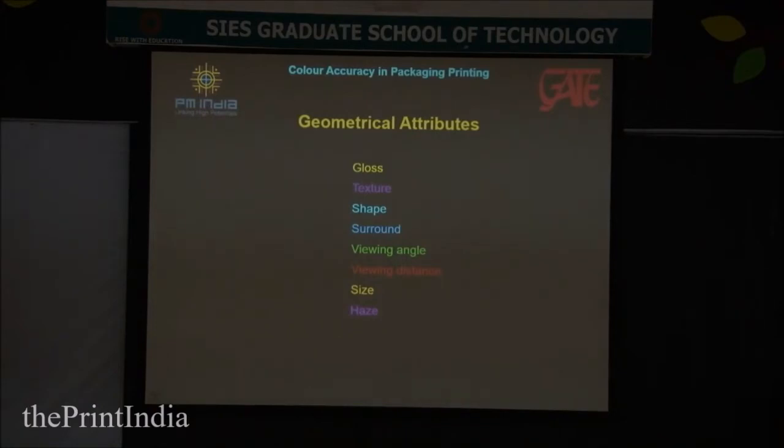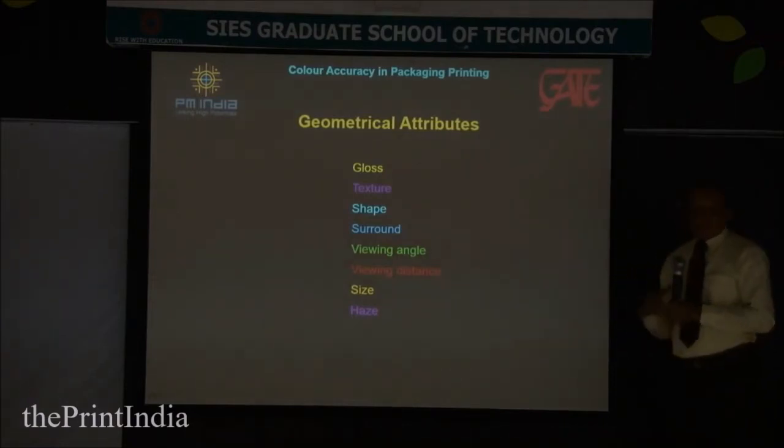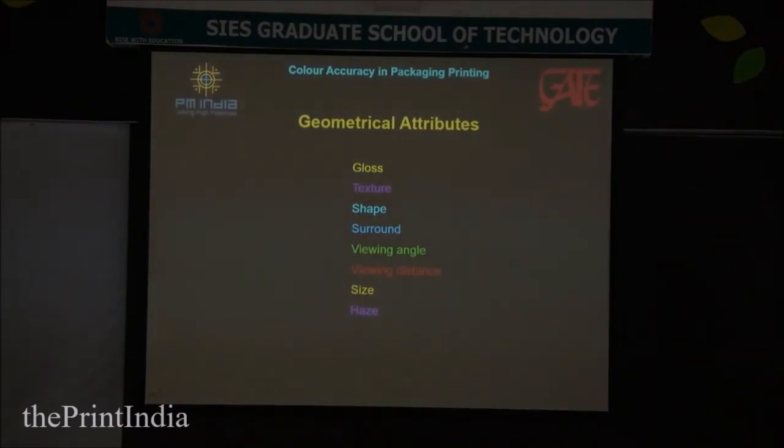Okay, so when you see the color, it's not just color measurement, just seeing which affects how your color looks. What is the gloss? What is the texture of paper, texture of ink? Gloss, at what angle you are looking at it? What is the shape? Cosmetic box, if you look at from different angle, you will find sometimes the color changes.